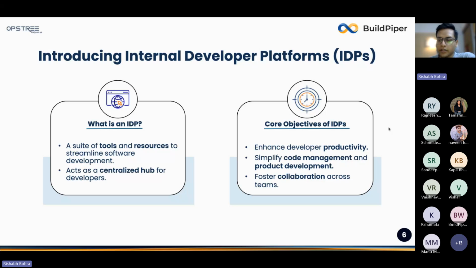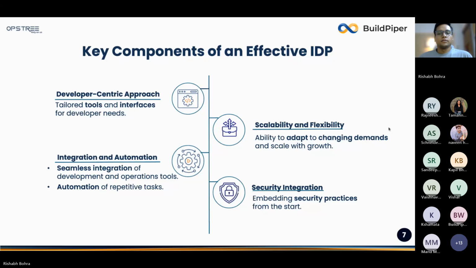And the last point, which I have emphasized a lot, is collaboration across multiple teams. So it can act as a single source of truth for multiple teams, so that they can collaborate among themselves and then finally push out the new releases and take them to production. So with this, we are going to be deep diving into the nitty-gritties of an IDP, starting off with the components that an effective IDP has.